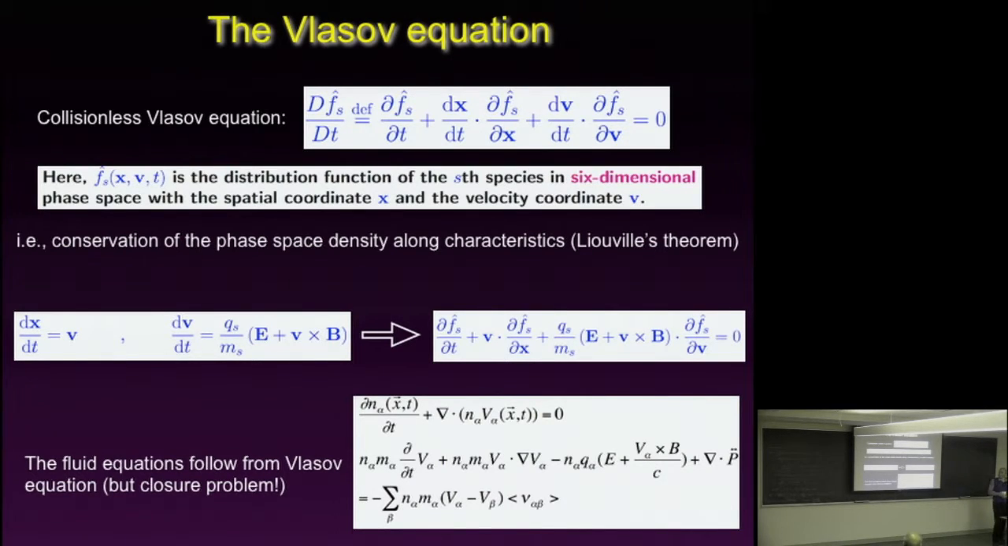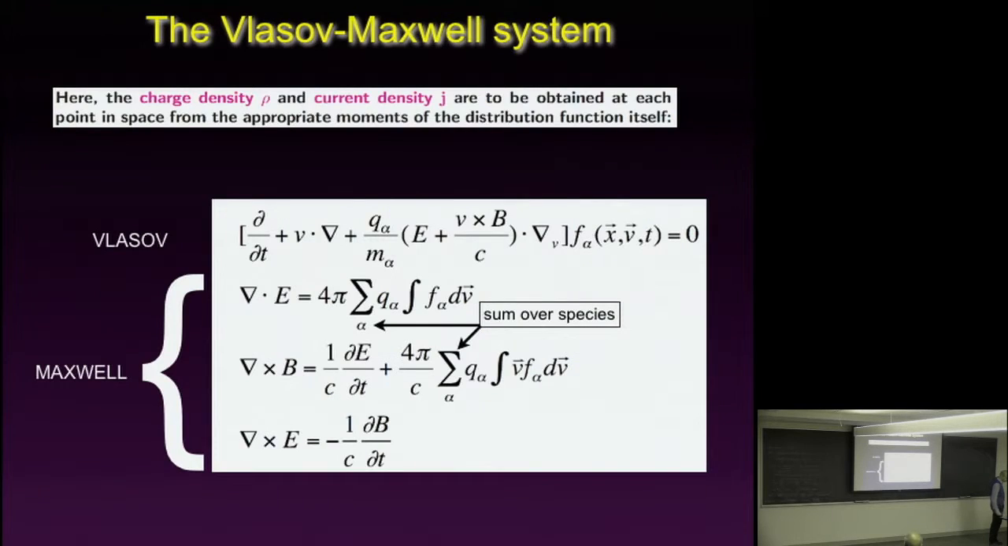So how do you solve this? Clearly, numerically, it's quite hard to solve this by brute force. This is a six-dimensional phase space, and you need to integrate it over time. So it's a seven-dimensional problem in some sense, which is very hard to tackle numerically. Instead of solving it for the distribution function, you actually discretize the distribution function itself.